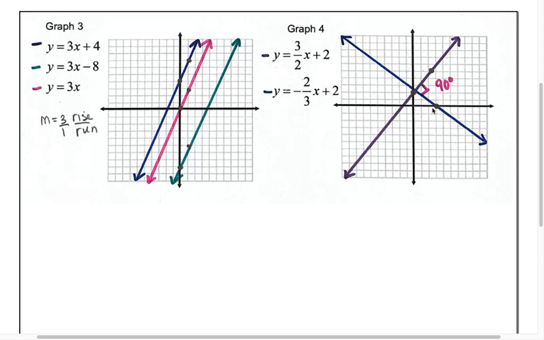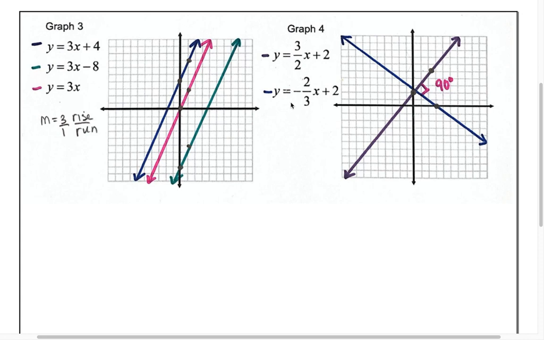I noticed that the two lines intersected each other at 90 degrees. And when two lines intersect each other at 90 degrees, we call those perpendicular lines. Okay, so these two lines are perpendicular lines. And if you look at their slopes, there's actually a neat property here.